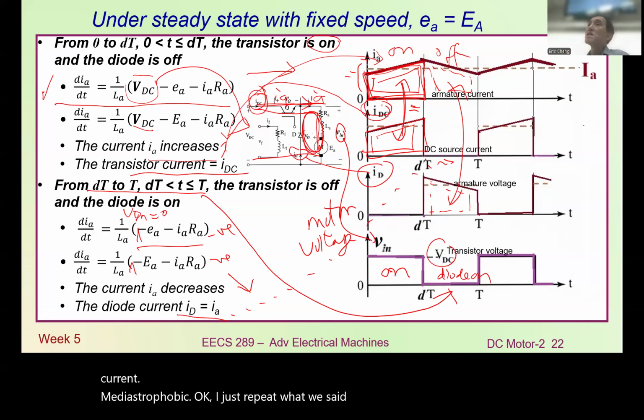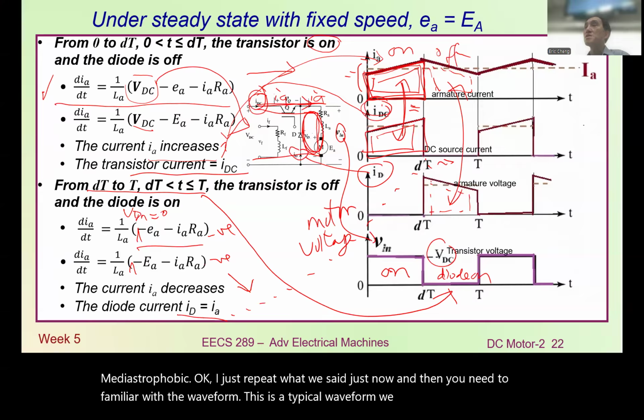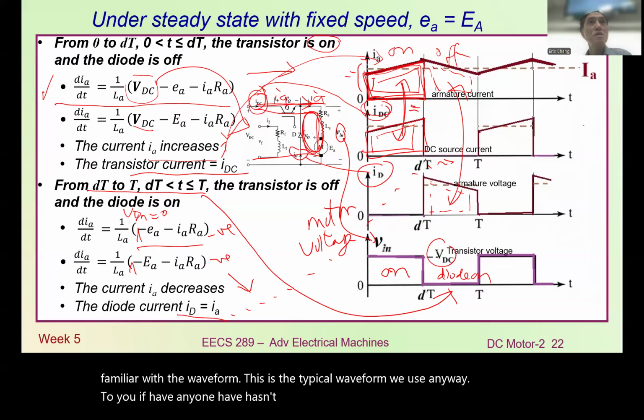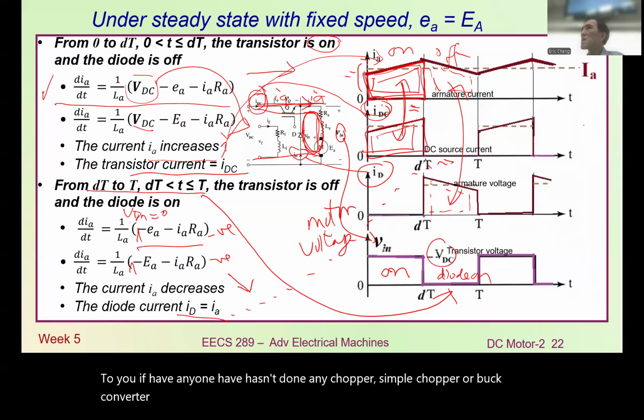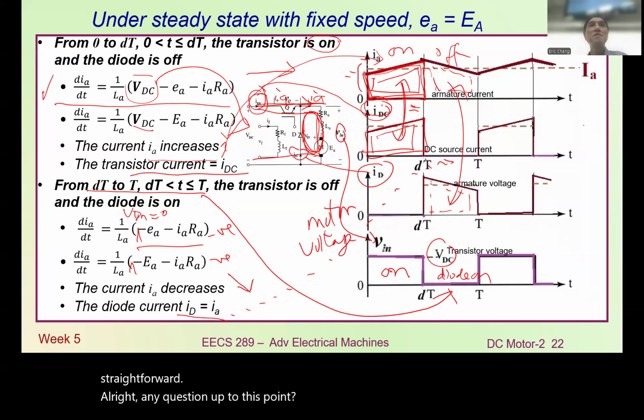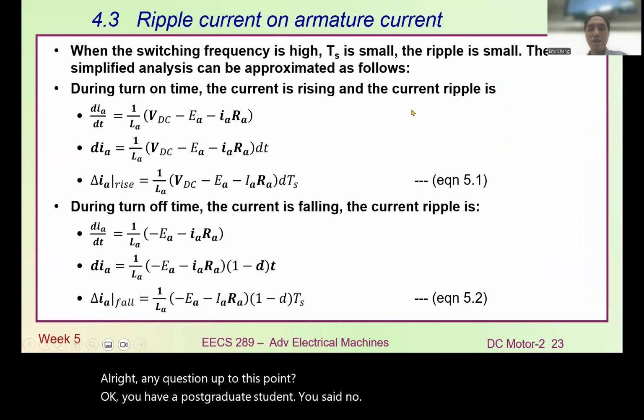And then you need to be familiar with the waveform. This is the typical waveform we use anyway. So if anyone hasn't done any simple chopper or buck converter, maybe it's slightly new to you, but they are not complicated. They are really straightforward. All right. Any question up to this point? Any confusion? Okay. You're a postgraduate student, you should know.